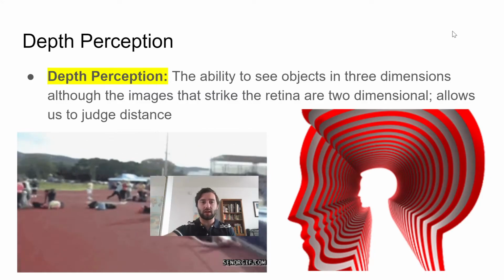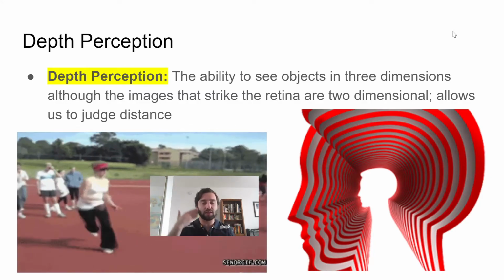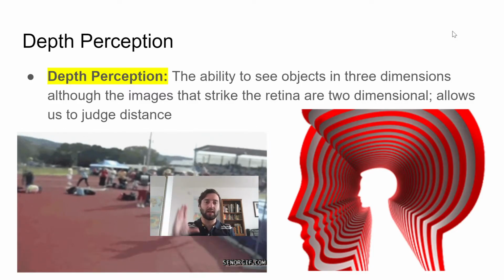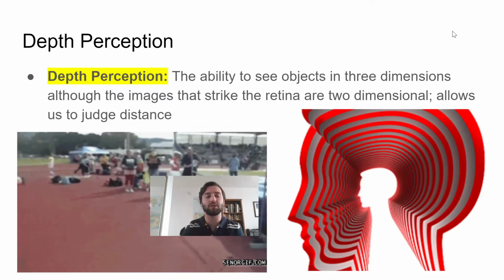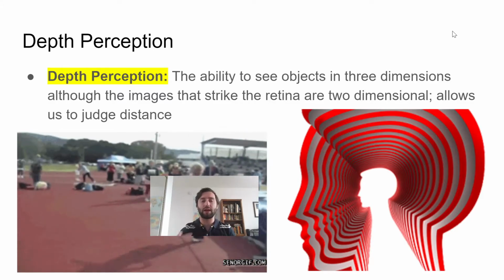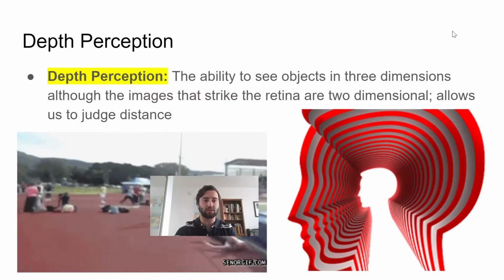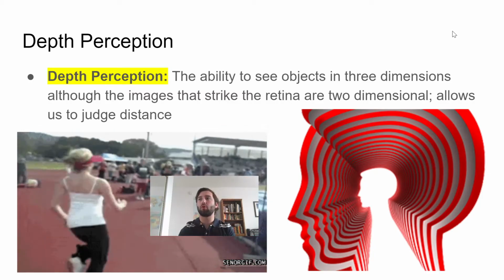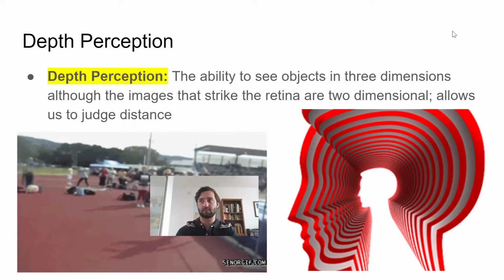Now, a movie screen is flat. It's 2-dimensional. And that's the exact same thing with our eye. It's flat, well, it's curved, but it's a flat surface. It's 2-dimensional. So depth perception is something that our brain is adding in to allow us to see things in 3 dimensions. Now, one of its most important jobs is allowing us to judge distance.